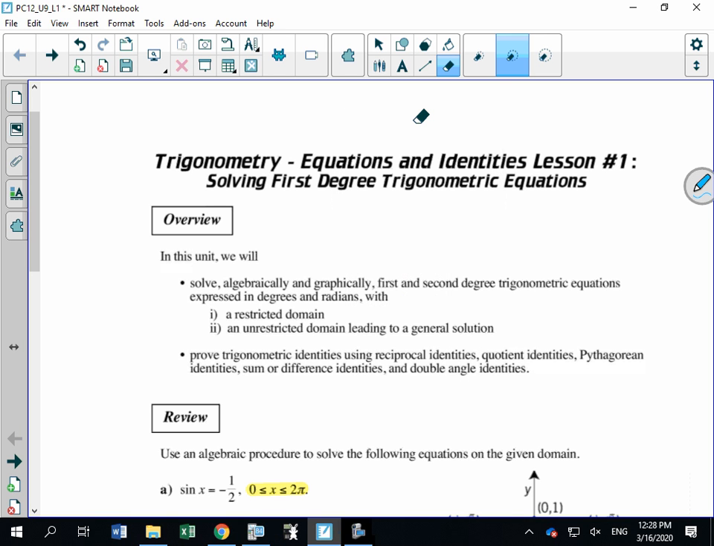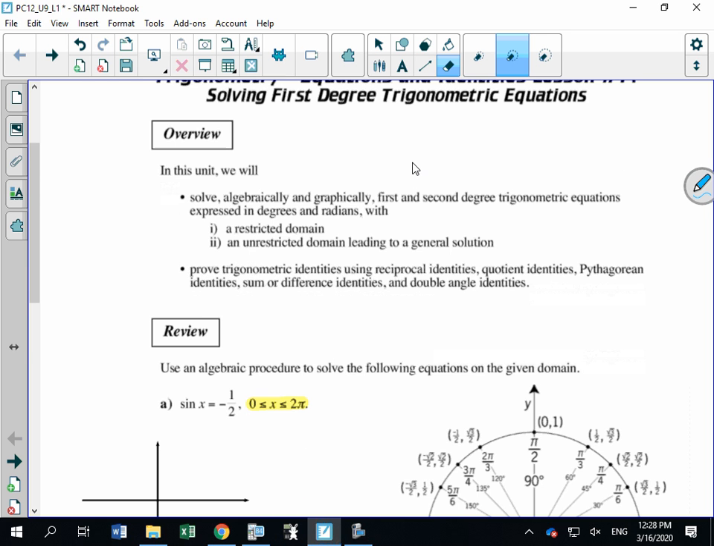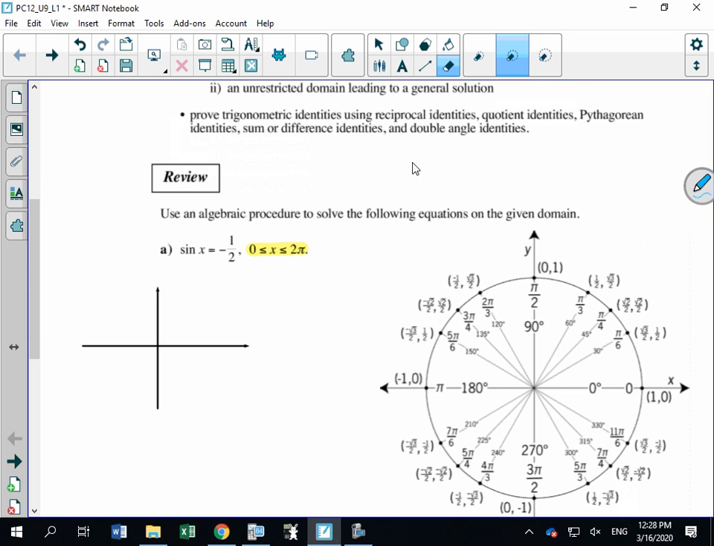This video will be part 1 of lesson 1, solving first degree trig equations. We're going to look at the first two examples under the review. Question A says solve sine of x equal to -1/2.